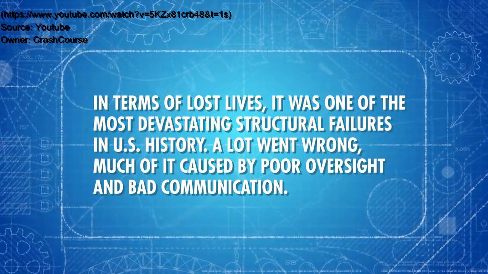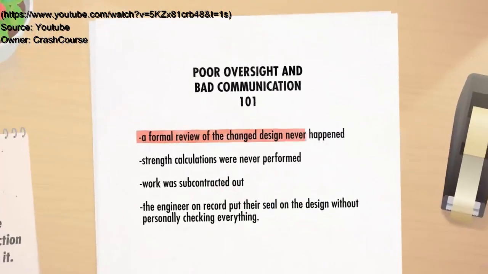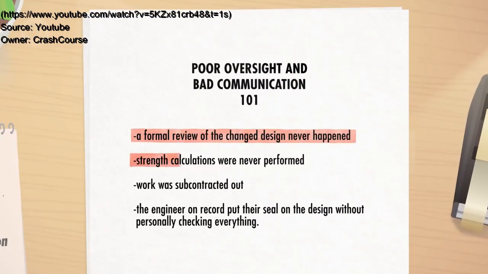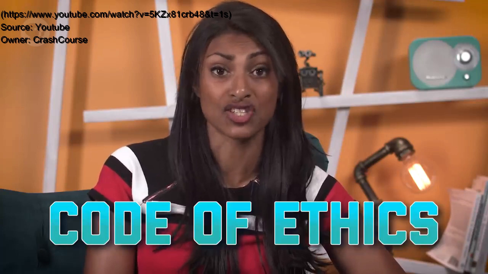A lot went wrong, much of it caused by poor oversight and bad communication. A formal review of the changed design never happened, strength calculations were never performed, work was subcontracted out, and the engineer on record put their seal on the design without personally checking everything. It all could have been prevented if only they'd followed the engineer's code of ethics.